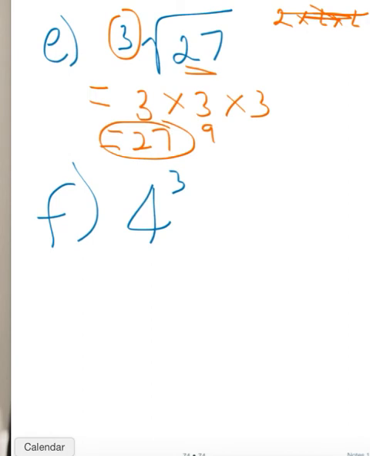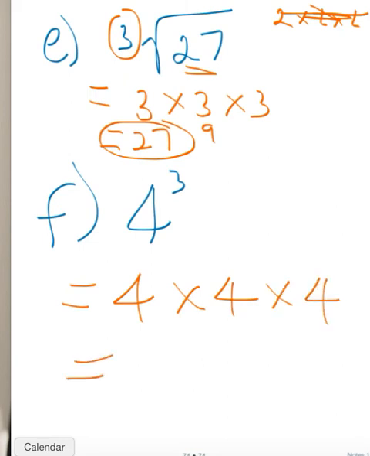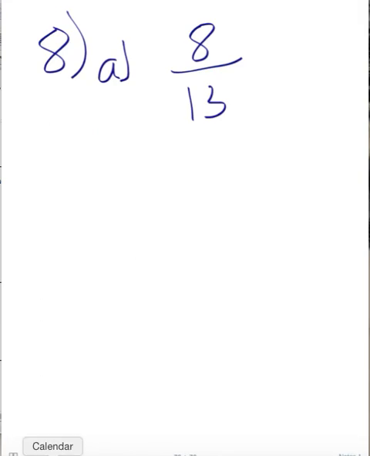And the last one for this section, we've got 4 to the power of 3. You can work this one out. It is simply saying 4 times 4 times 4, okay? And you can work that out yourself. Okay, next question, we're nearly done.